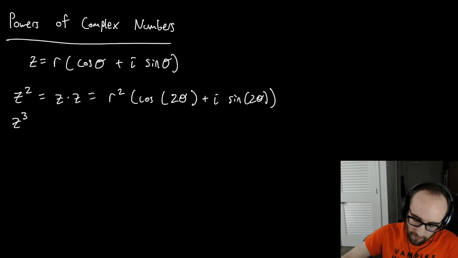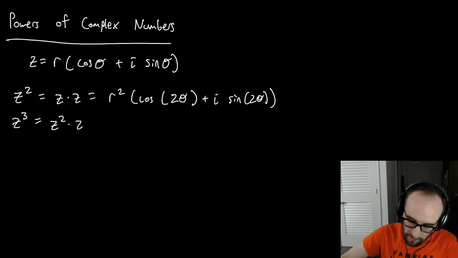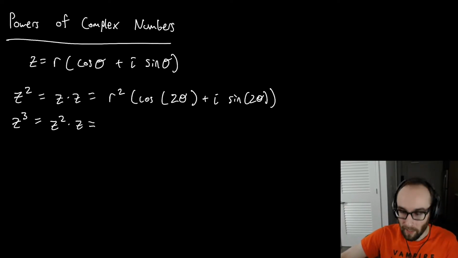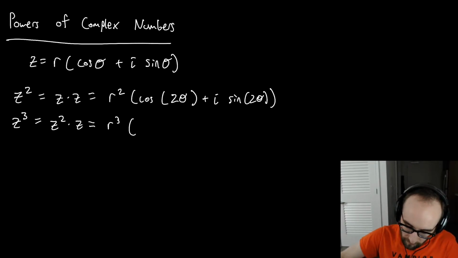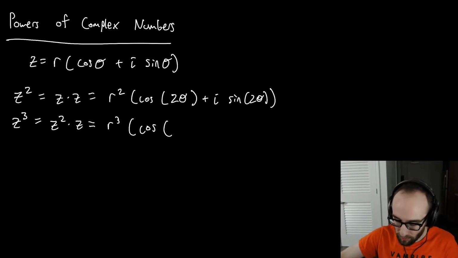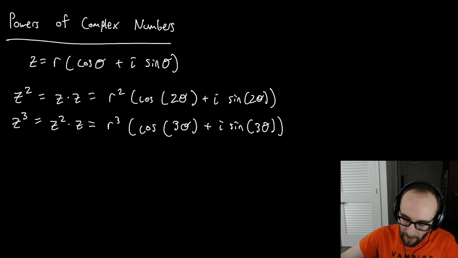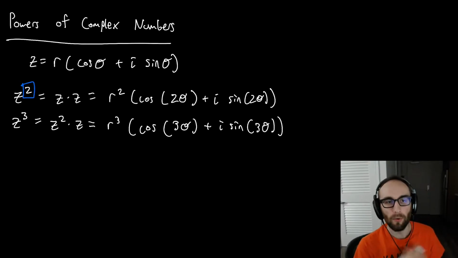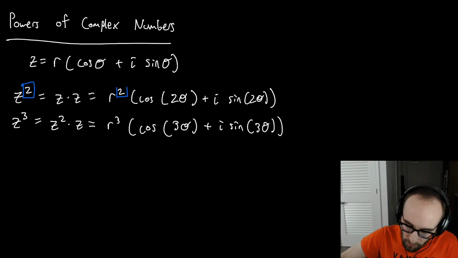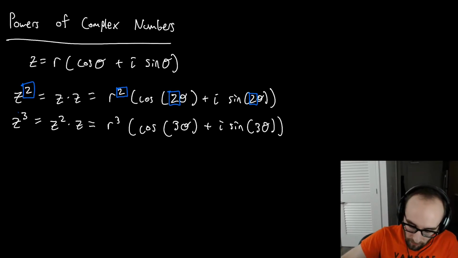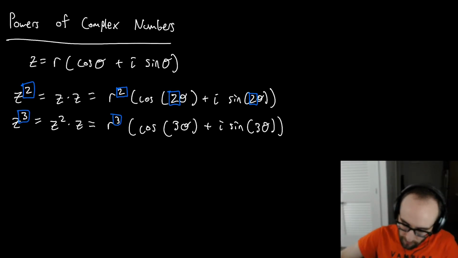If we raise z to the third power, that's the same as z squared times z. So again, we take the two magnitudes and multiply them. We have r squared times r, which gives us r cubed. We have 2 theta plus theta, which gives us 3 theta. Okay, so here you can start to see a pattern emerge. Whatever power we're raising the complex number to, we're taking the magnitude and raising it to that power, and the new angle is going to be the original angle multiplied by n, the power. Here we have 3, r to the third power. Our new angle is 3 theta.